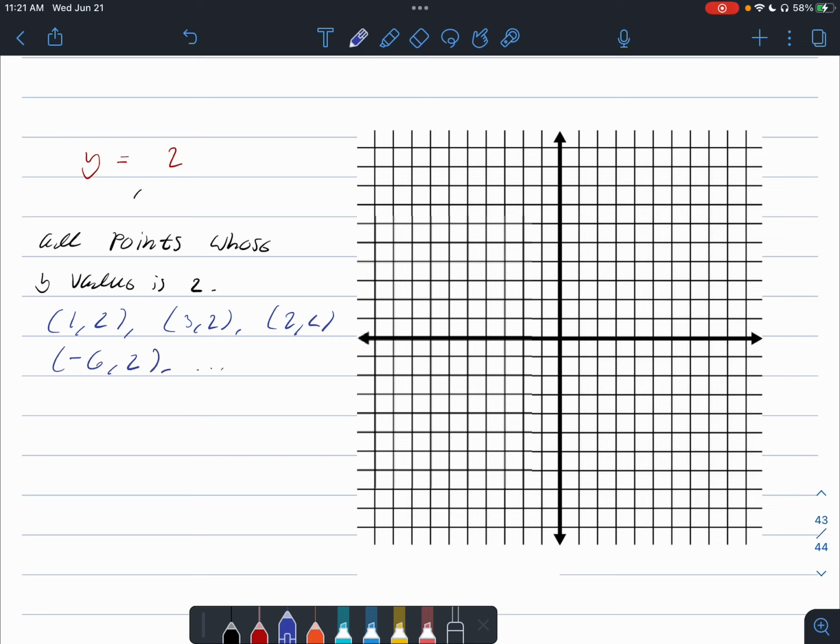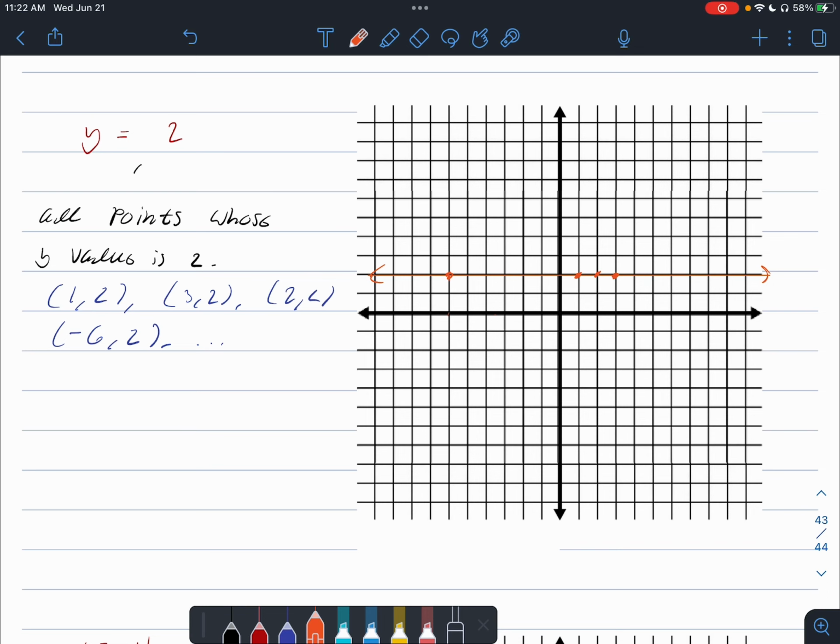Okay? And so if you were to plot all of these points, let's plot a couple of these. We'll have 1, 2, we'll go over 1, up 2. We'll go over 3, up 2, and 2, 2. All right, we'll have -6, 2. I think that's -6 there. And what you're going to find is that what you're looking at here is a horizontal line at y equals 2. Anytime you see y equals a number, you're going to have just a horizontal line.